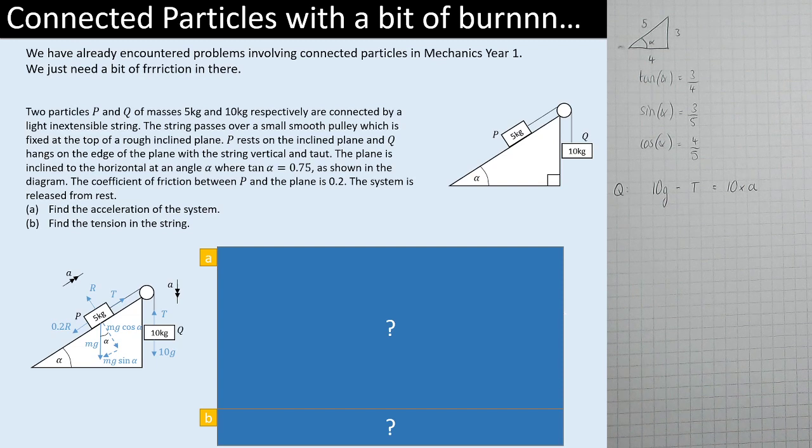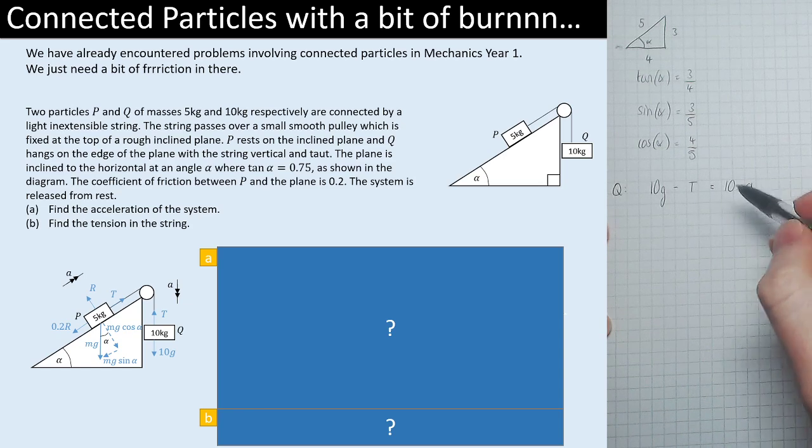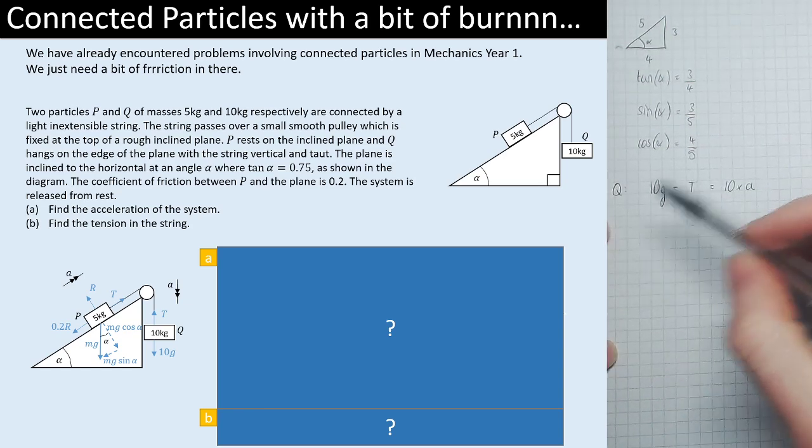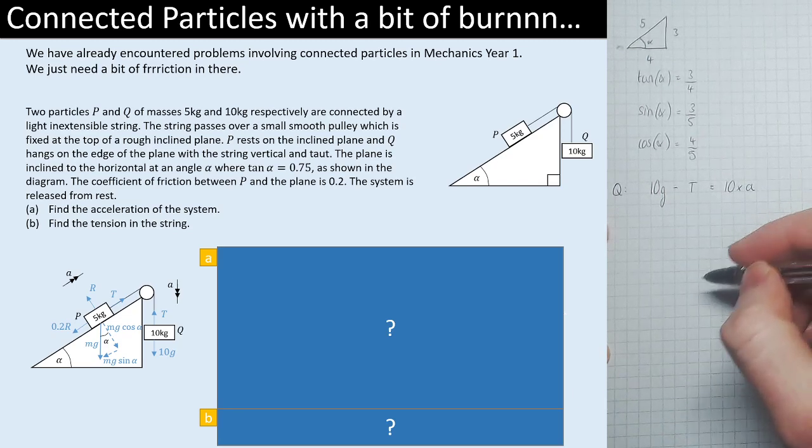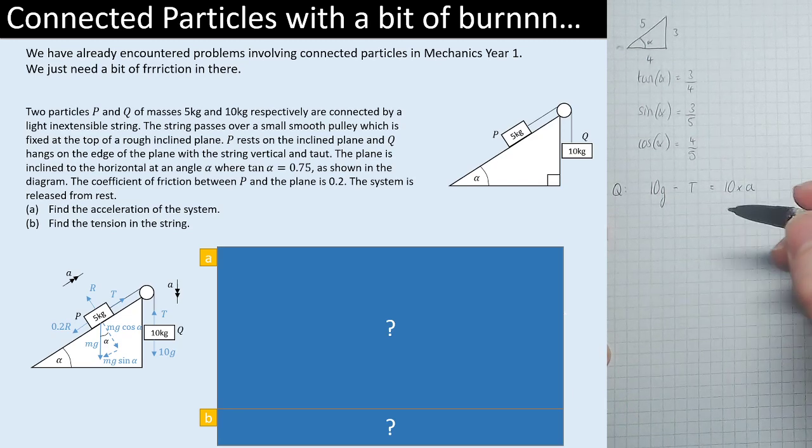And we can make those assumptions because of what we've said in the question, the tension in the string being the same, the light inextensible string, and the whole system is just going to release with the same acceleration to begin with. So that's one equation. I've got too many unknowns. I can't solve that just by itself, so I'm going to need to have another equation.